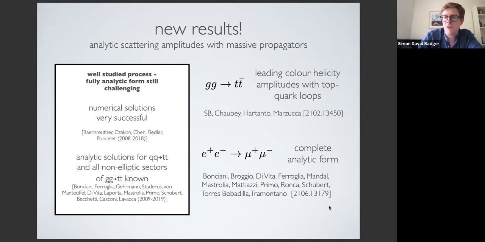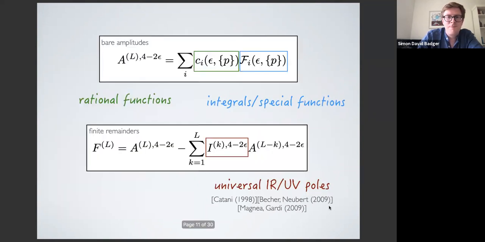Okay. So that's your summary of the state of the art. I'll now switch to telling you a few of the details of how we actually put these things together, at least from our side. We have our loop level scattering amplitude in dimensional regularization, where we have a set of rational coefficients to determine and a set of basis integrals or special functions. And all of these amplitudes contain a whole bunch of poles that have to be cancelled in the final result in order to get a finite remainder that can go into the amplitude calculation. So we have all these ingredients that we'd like to put together.